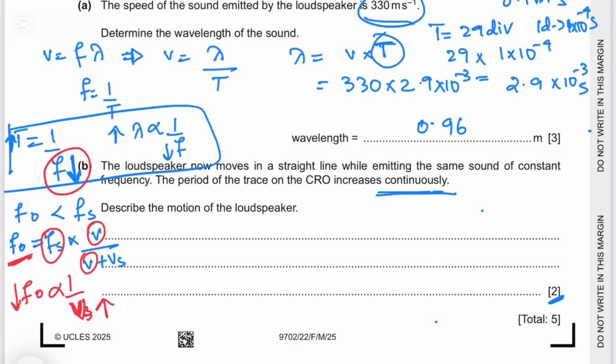And as we just saw from the formula, this is inversely proportional to the speed of source. Therefore, the speed of source or the loudspeaker must be increasing continuously. That is, the loudspeaker must be accelerating as it moves away from the microphone.